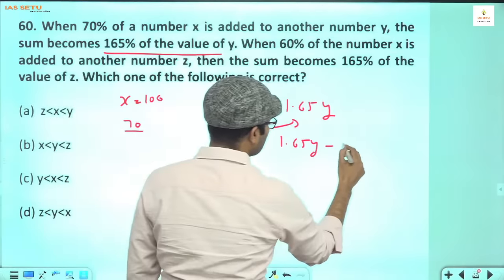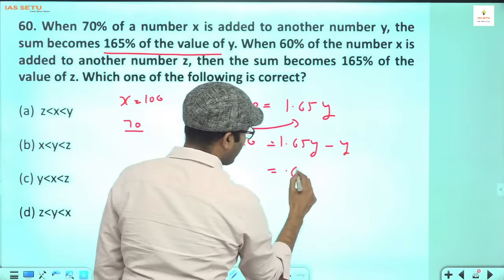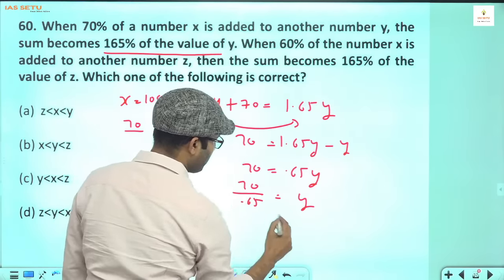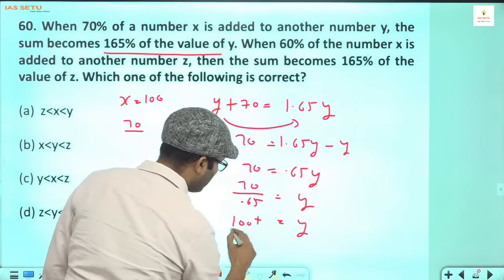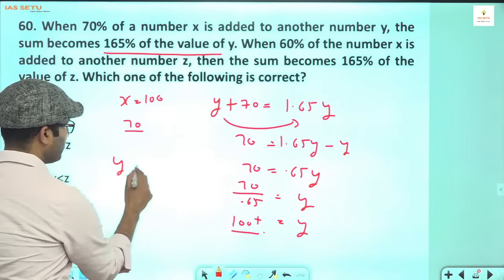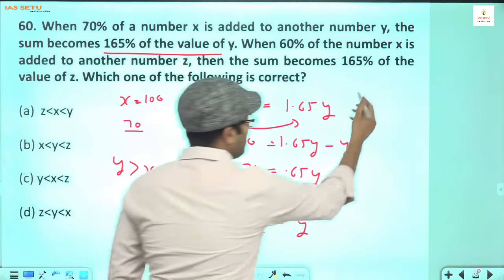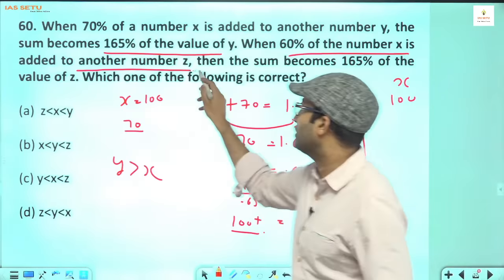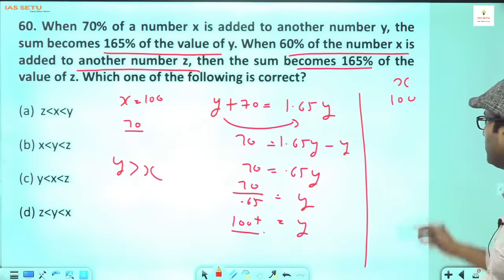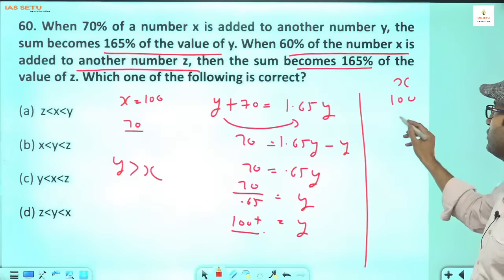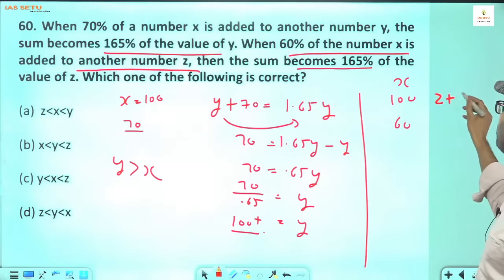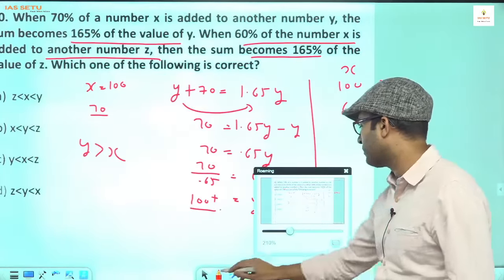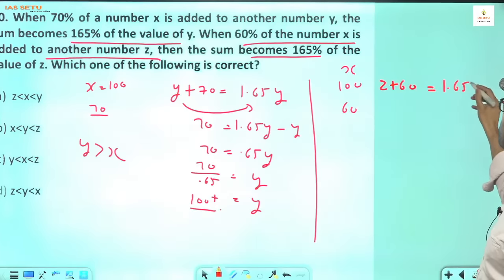Take y to this side: 1.65y minus y is equal to 70, so 0.65y is equal to 70. If you check, y will be 70 upon 0.65, which comes to more than 100, so it means y is greater than x. You can check. In the second case I take x as 100 only. 60% of the number x is added to another number z, and the sum becomes 165% of z. 60% of 100 is 60, so z plus 60, I added 60 to z, it becomes 165% of z, so it becomes 1.65 of z.